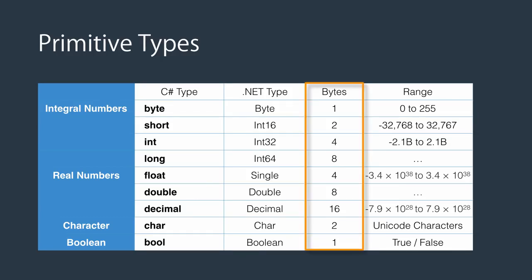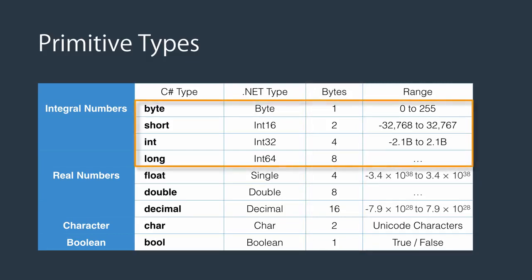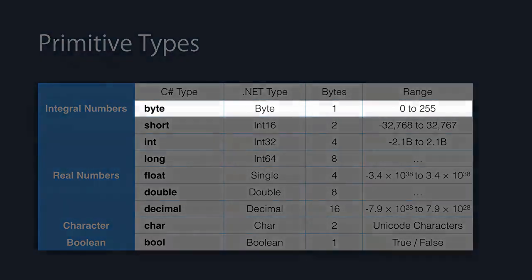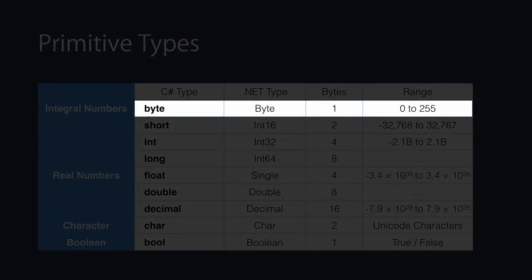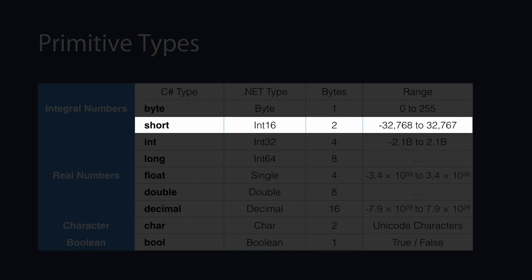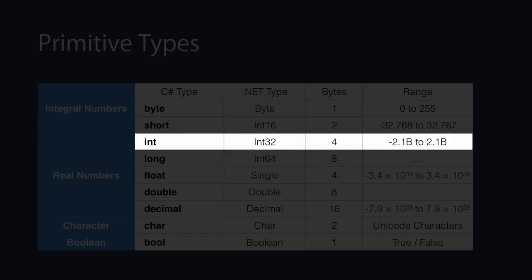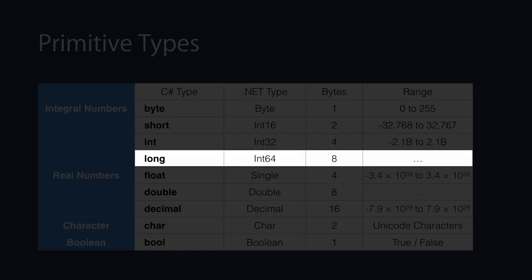The third column here shows the number of bytes each data type uses, and I have listed these data types from the smallest to the largest in each category. So in the category of integral numbers, you see byte is the smallest, it takes only 1 byte, whereas long is the largest and it takes 8 bytes. The more bytes we have, the more storage we have, and we can store larger numbers. You don't really have to memorize the range of each data type, but remember, byte can store a value between 0 to 255, short can store a value between minus 32,000 to plus 32,000. Integer can store a value between minus 2 billion to plus 2 billion, and long is even bigger than that.